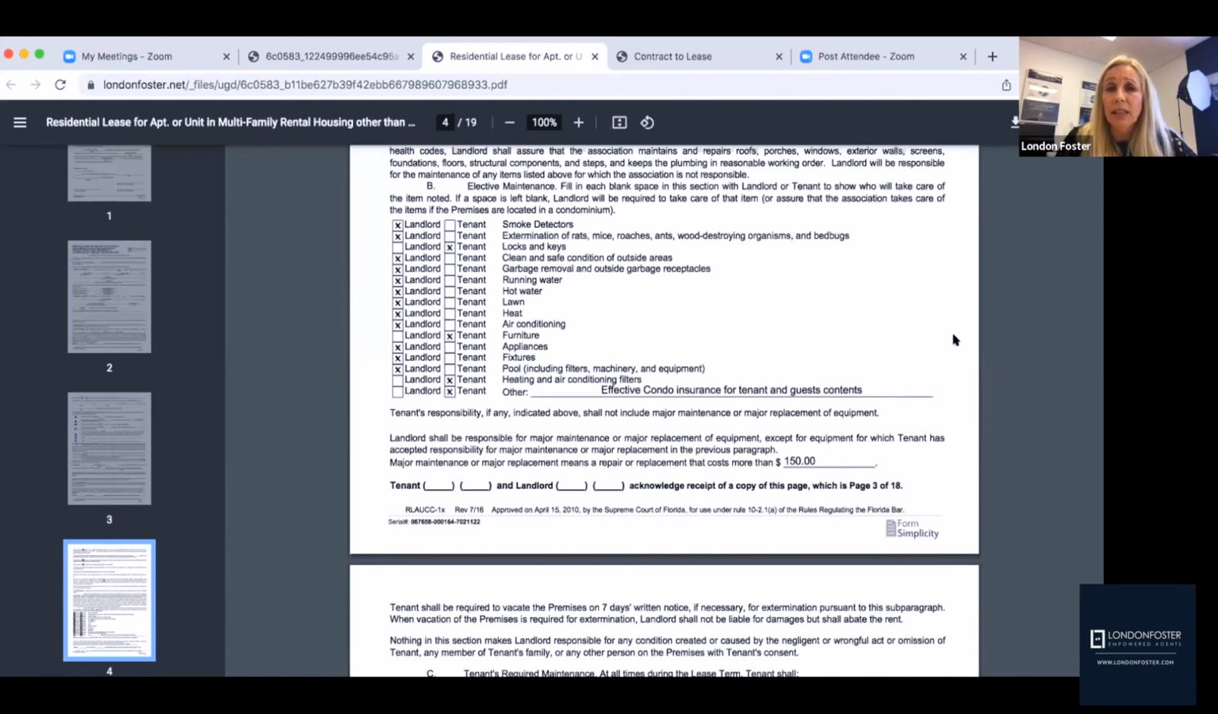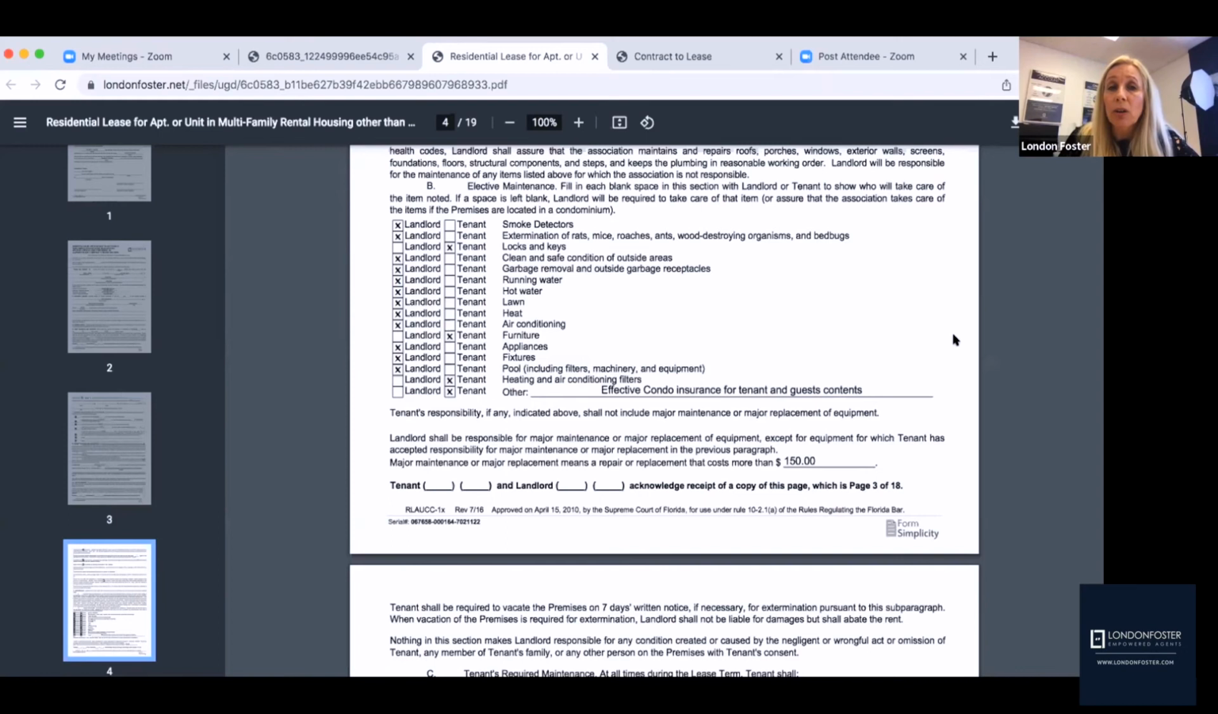Elective maintenance. Fill in each blank space with landlord or tenant. This is very important, on who does what. Okay, smoke detectors. Usually the physical smoke detector, the landlord in Florida is responsible for having smoke detectors in the apartment. The tenant, however, may be responsible for doing batteries. So basically let your tenant know, yes, there should be a smoke detector, and there's usually one in the bedroom, one in the kitchen, or in the living room. So there's usually 3. If it's in a 1-bedroom apartment, there may be as many as 3.